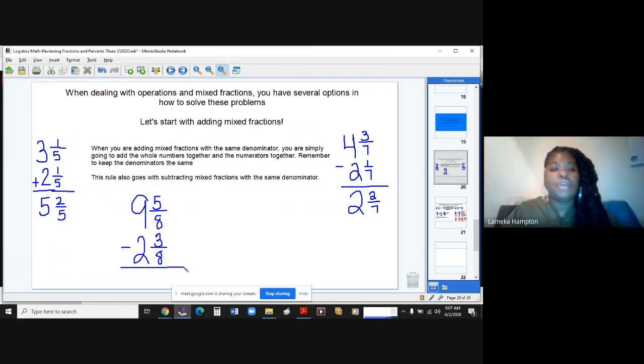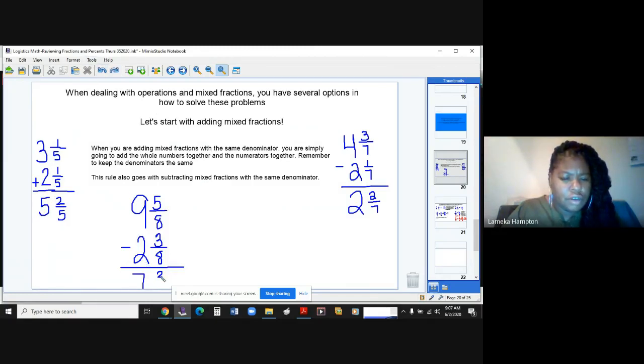All right. So I've written this problem as 9 and 5/8 minus 2 3/8. So again, you are simply going to subtract the whole numbers. 9 minus 2 gives you 7. And then you're going to simply subtract the top numbers. So you have 5 minus 3, which gives you 2/8.